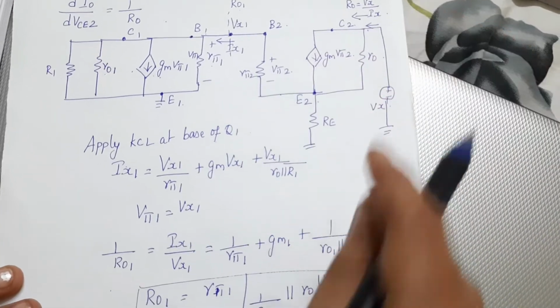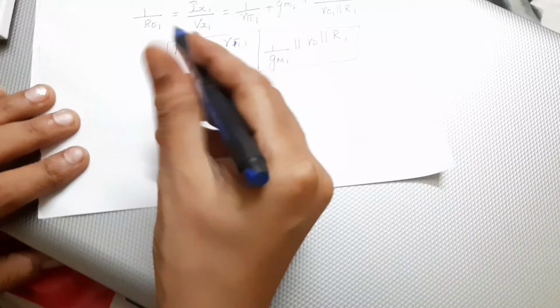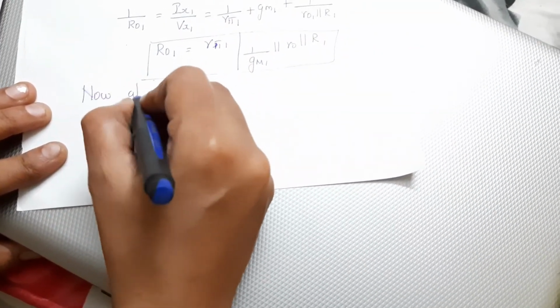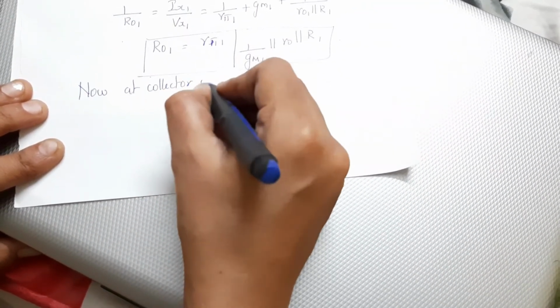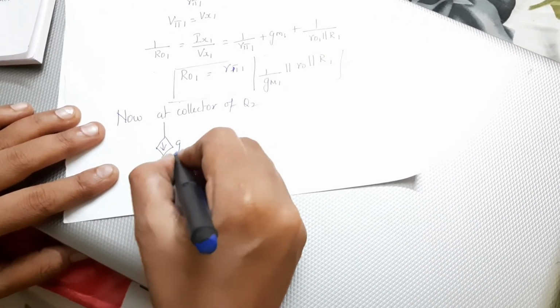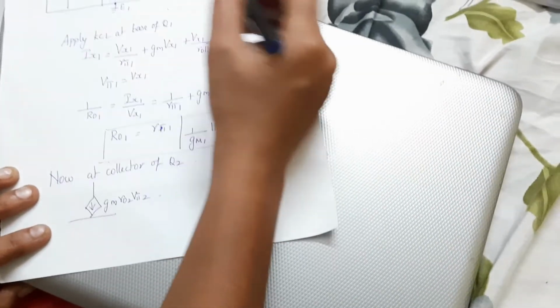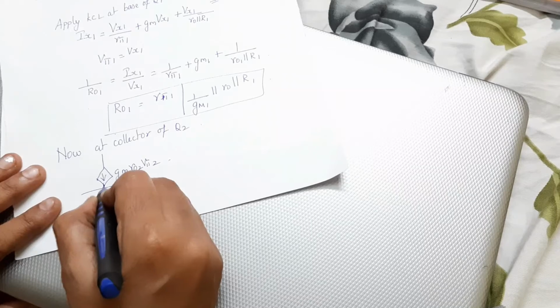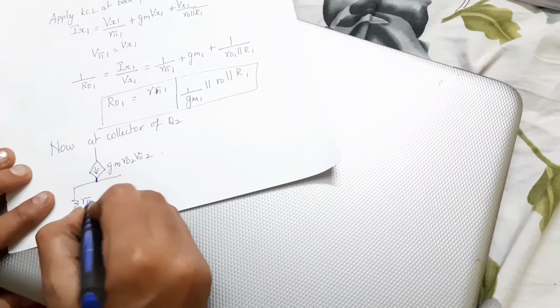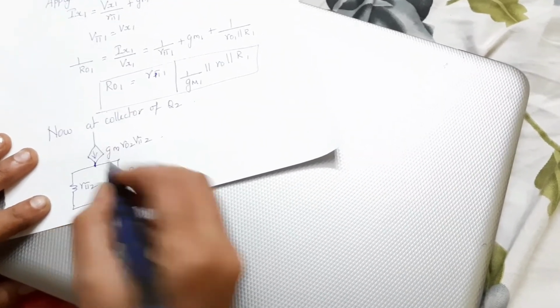So as of this we cannot do it. I'll try to draw this portion alone in a simplified way. So now at the collector of transistor Q2, this portion alone I'll try to redraw. So this is my current source, gm2 Vπ2, and we know this Rπ2 and Re are parallel to each other. So this is my Rπ2 and this is my Re. So they both are parallel to each other.